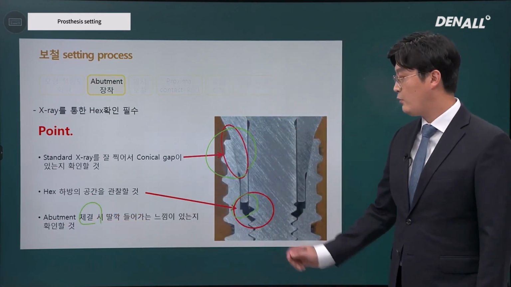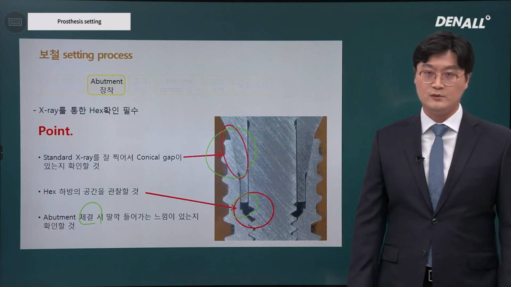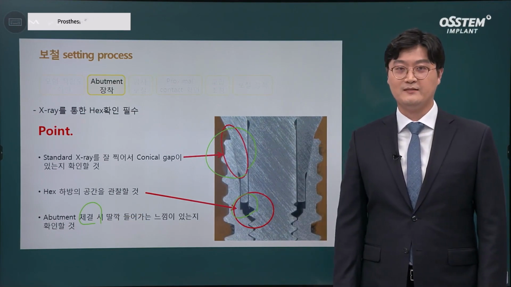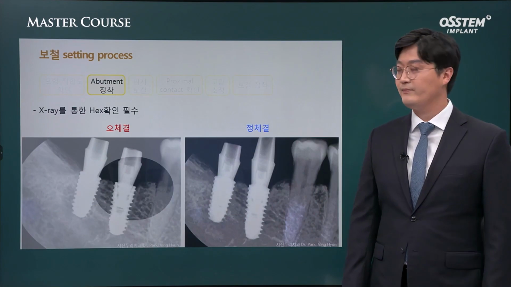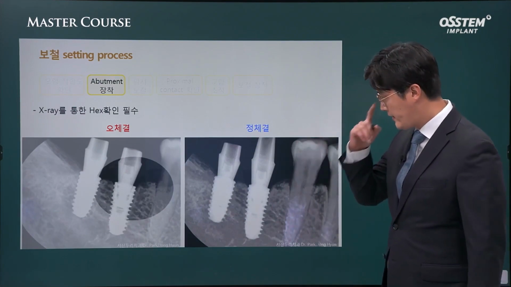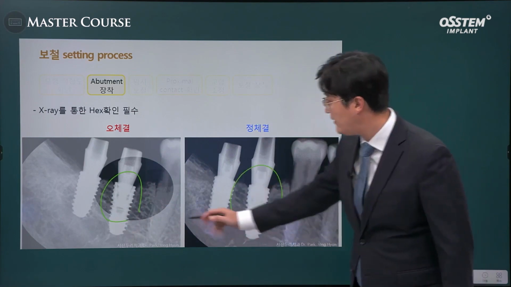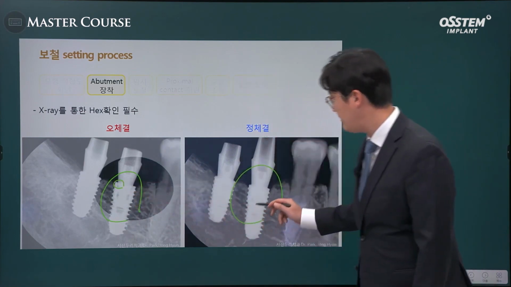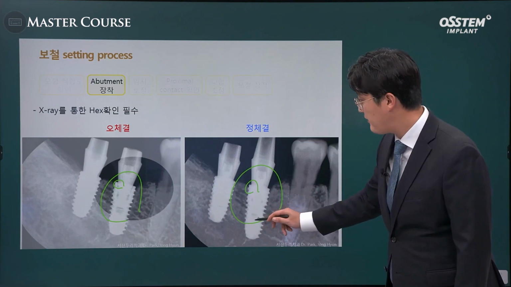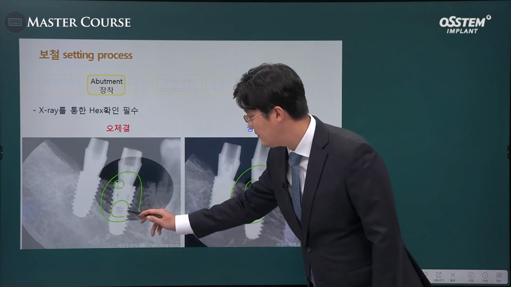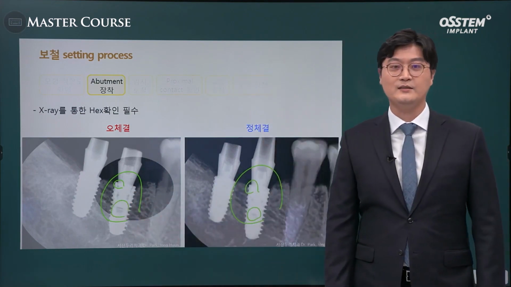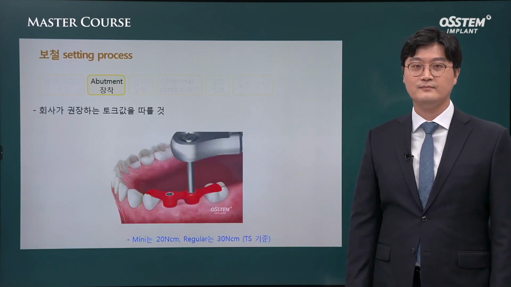With tactile sense, you can sense whether the hex has been connected correctly. If you look at the X-ray, this is a wrong connection and this is a correct connection, and the difference is clear. In the conical gap, you can see the difference and there's more gap below.